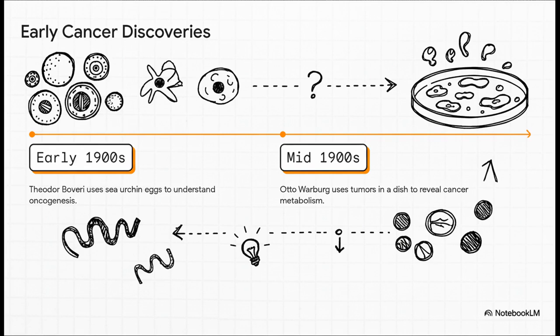And then, a few decades later, Otto Warburg figured out fundamental things about cancer metabolism just by looking at slices of tumors in a dish. Simple. Wrong, and yet so right. These models literally changed everything.